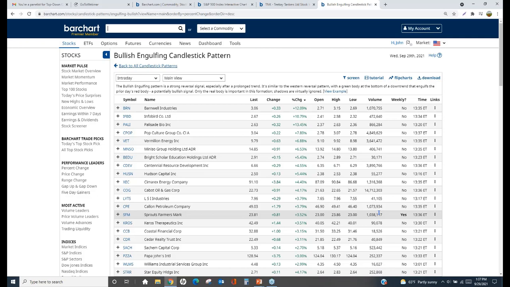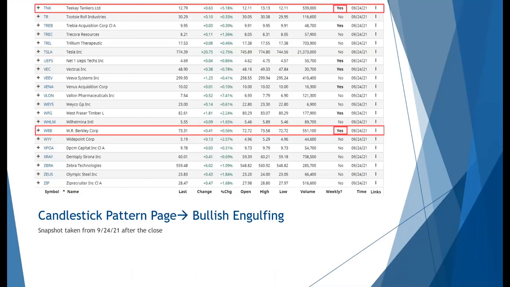So this is a process that I use at the end of the week. To be honest with you, on Friday at 4 o'clock, I'm not thinking about trading. I don't know about you. I probably have a cocktail in my hand. But on Sunday nights, I will come into this page and look for some potential trading opportunities.